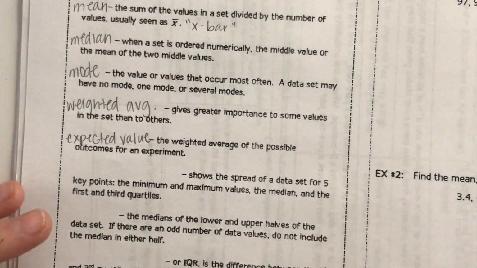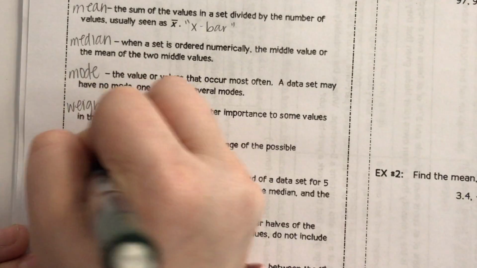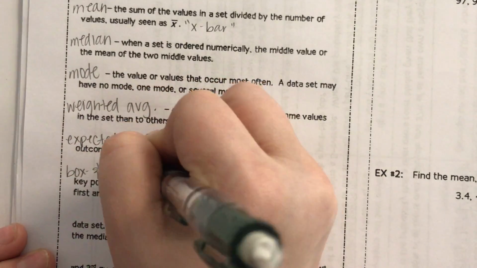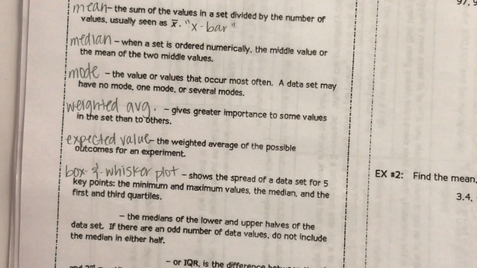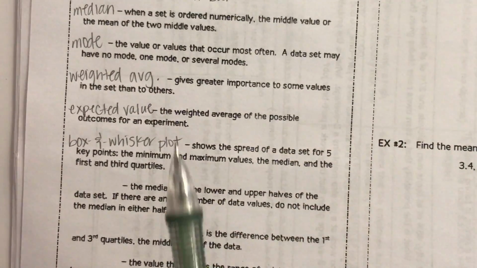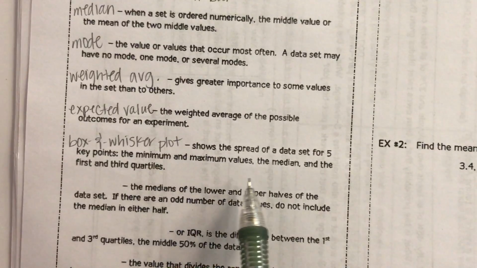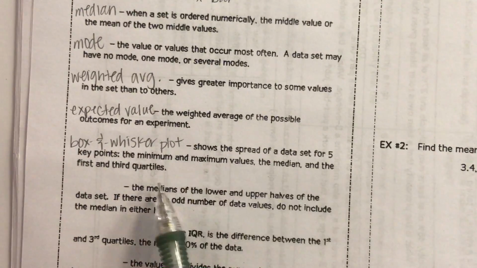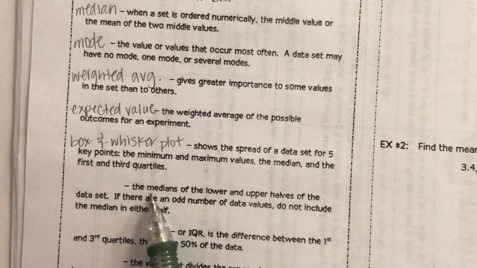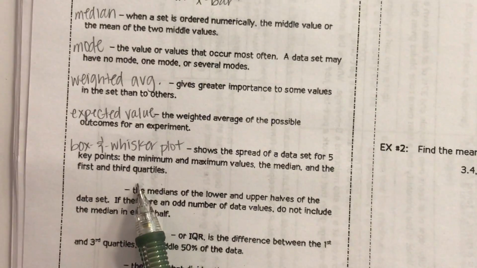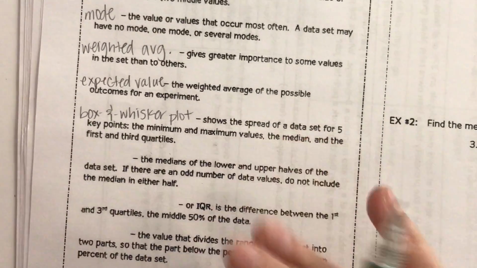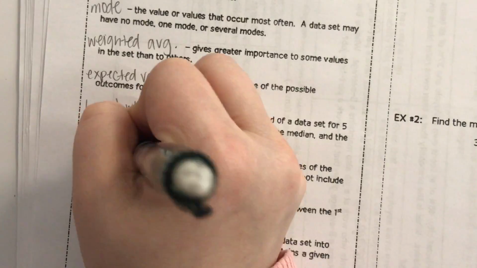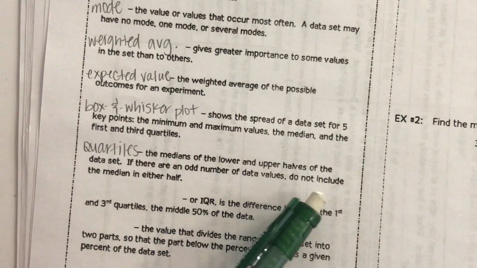Okay. A box and whisker plot. Hopefully you guys have seen a box and whisker plot before. You're going to be doing a project with box and whisker plots. So box and whisker plots show the spread of a data set for 5 key points: the minimum and maximum values, the median, and the first and third quartiles, which I will tell you how to figure out. Okay, quartiles are the medians of the lower and upper halves of the data set.